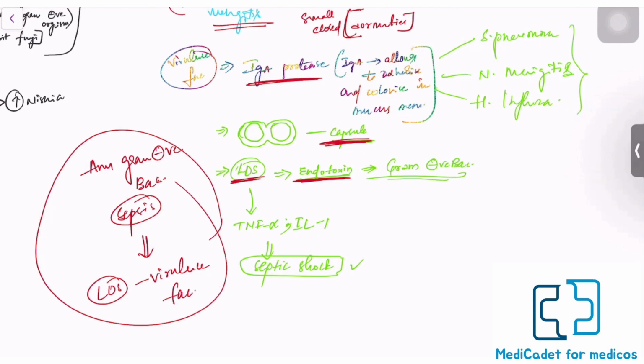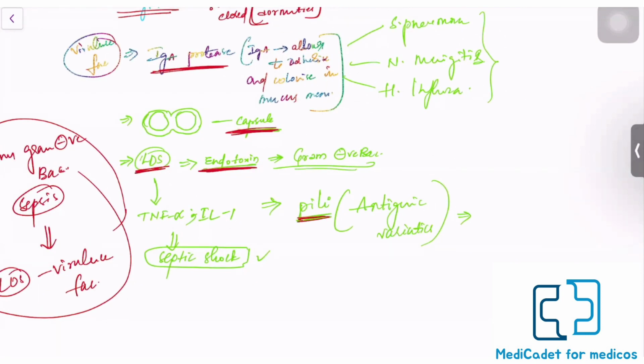And the fourth virulence factor is pili. This pili is the one that will have multiple antigenic variations. They say there will be lakhs and lakhs of antigenic variations. That's why you cannot make any antibody against this pili. You can make the vaccine against the capsule, but not against the pili, because it has many variations.